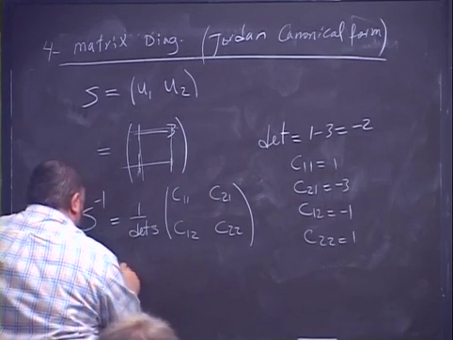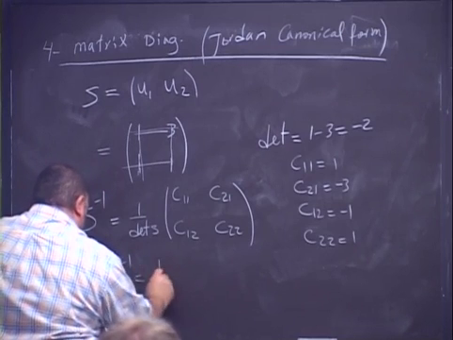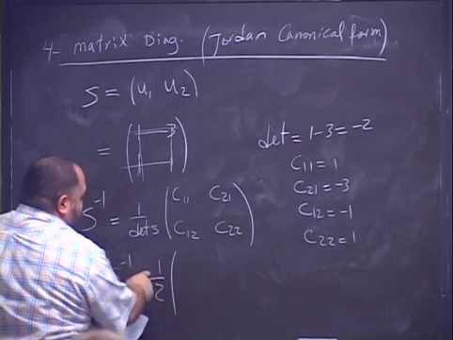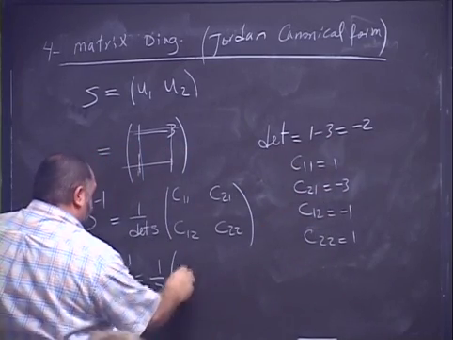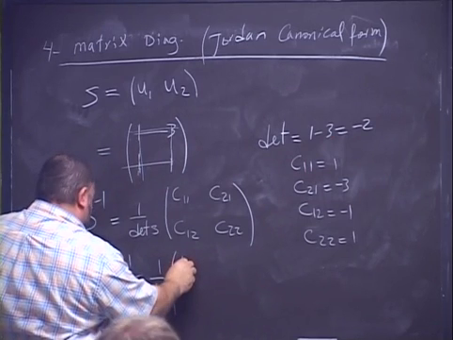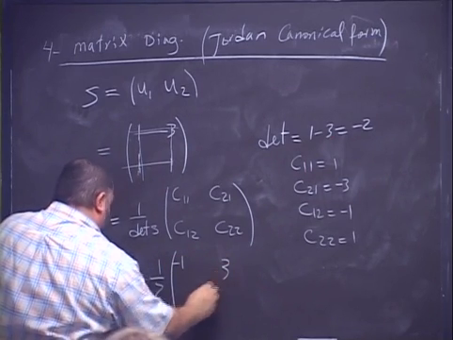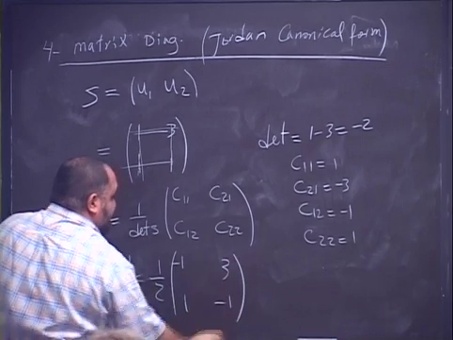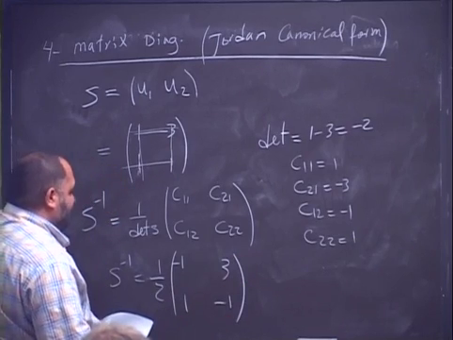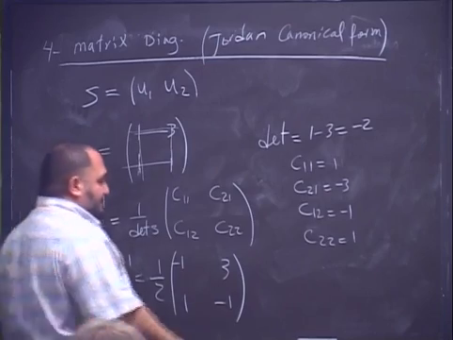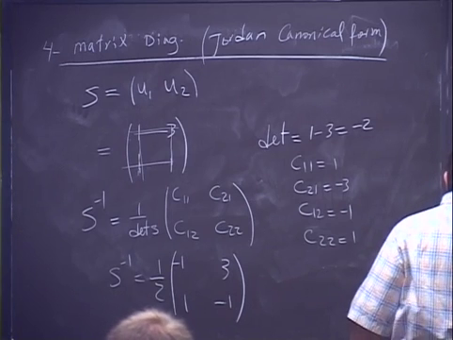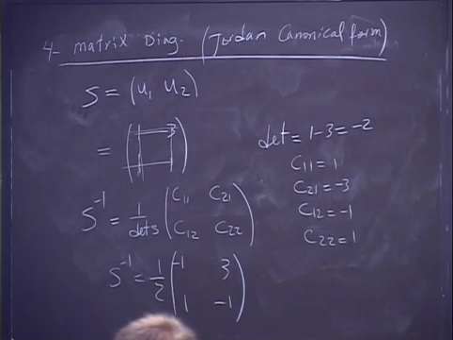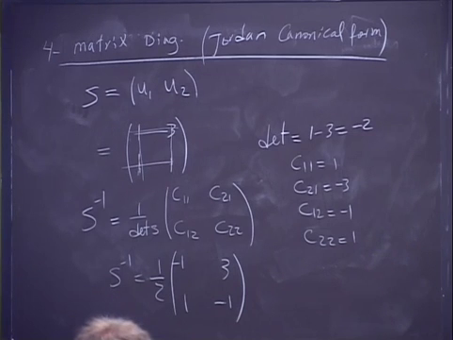So when you do this, you will get S inverse equal to 1/2. We took the minus sign inside, so this will give us minus 1, 3, 1, minus 1. Yes, guys? So this is S inverse. Now, to make sure that this is indeed the inverse of the transformation matrix, what should we do? Multiply the two and see it.